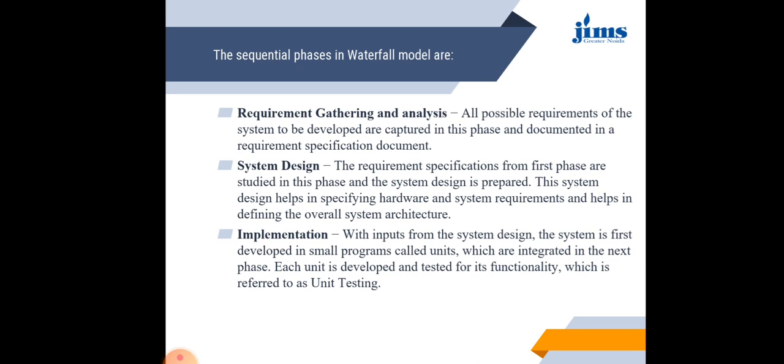So in the waterfall model, the first phase is requirement gathering and analysis. We have to gather all the requirements which we need to make a system. After gathering the requirements, we go to the system design. The system design is prepared, in which hardware and software requirements are defined, and after that implementation is done. We can implement a part by part structure of a system that is known as units, and we will test every unit, that is known as unit testing.